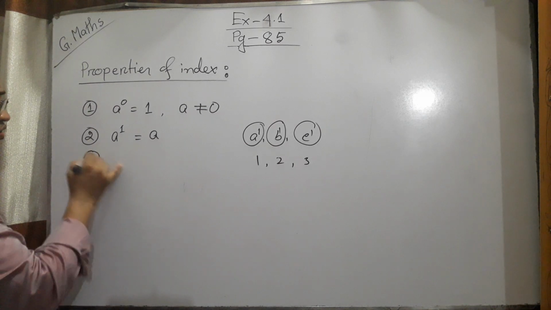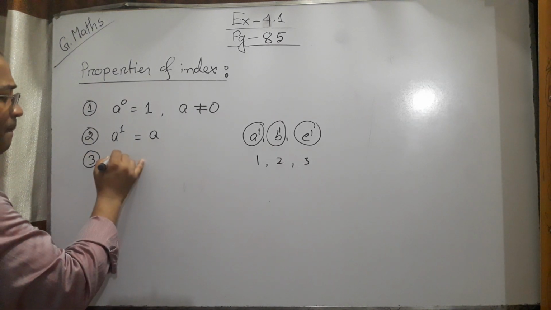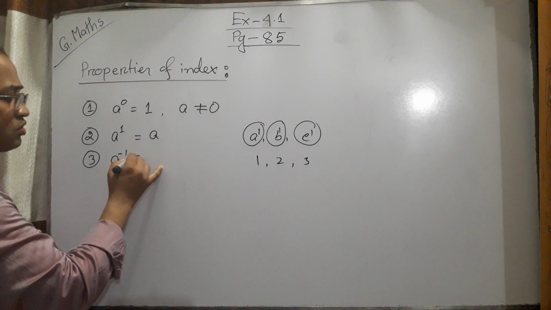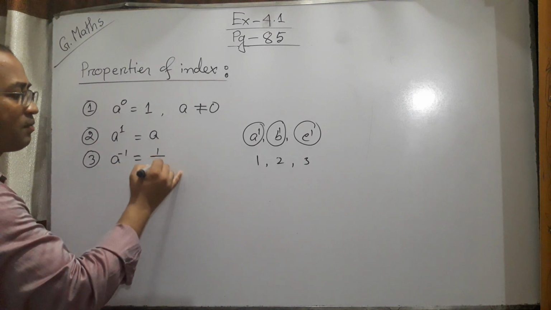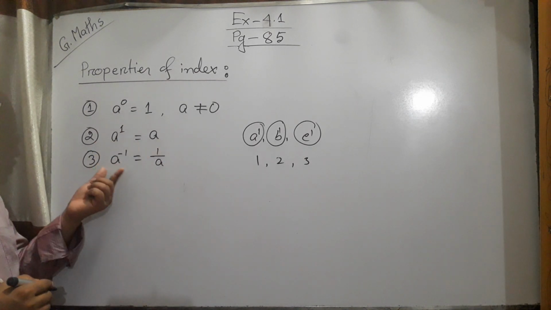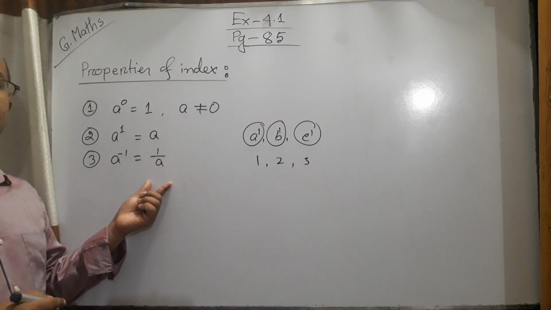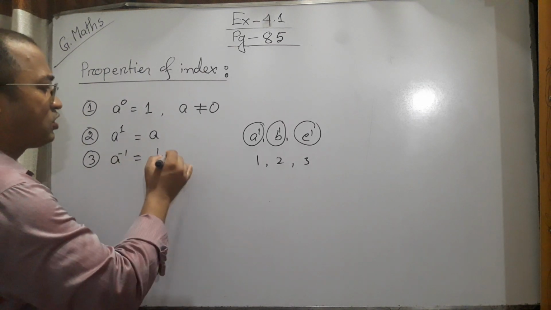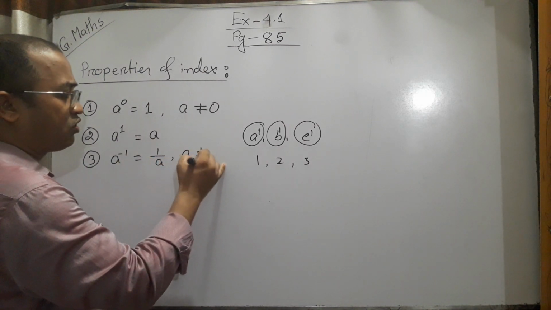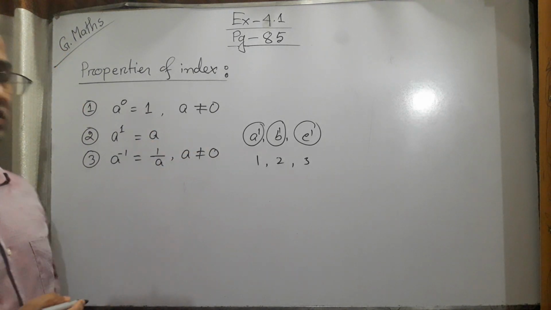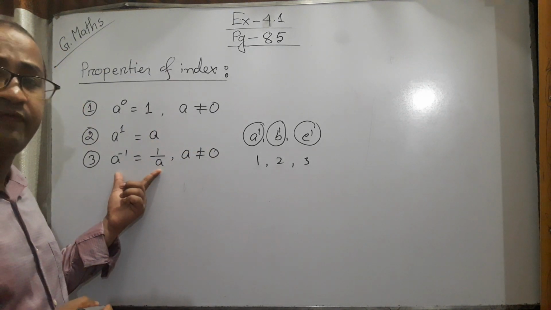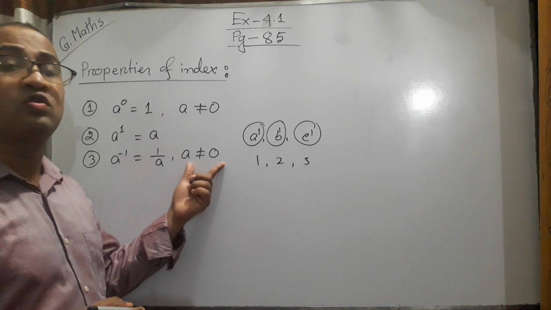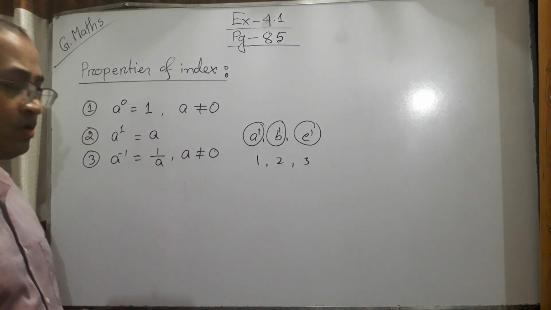Third one, look, a to the power minus 1 equal to 1 by a. This also has a condition, a is not equal to 0. This condition is applied for any number except a equal to 0.